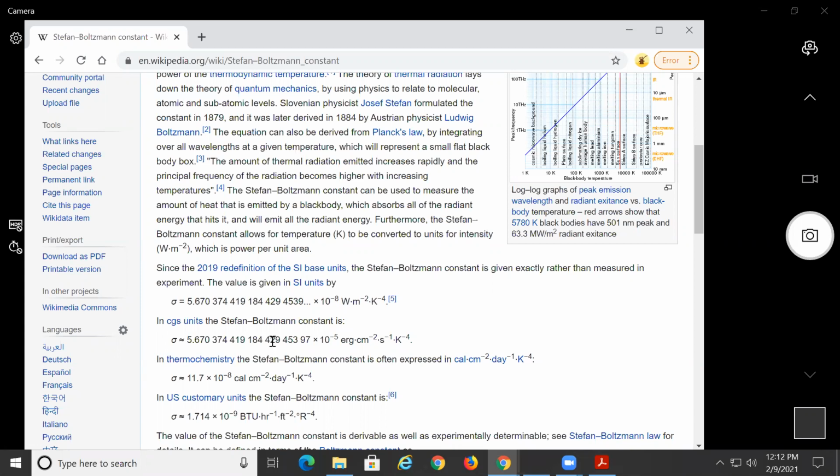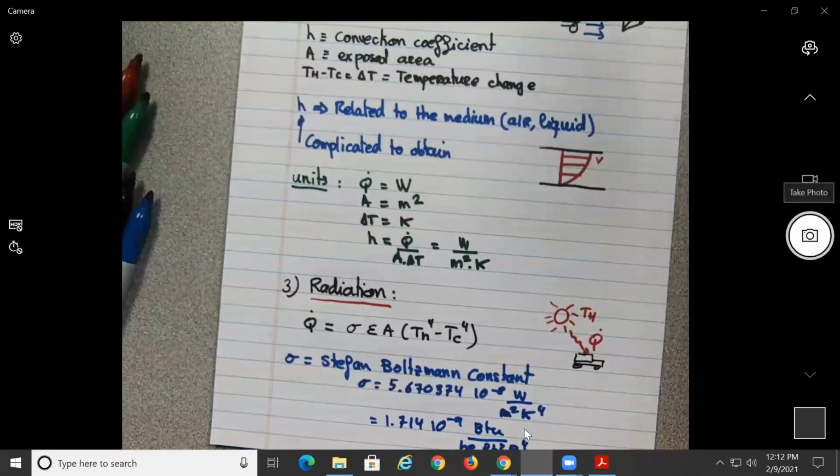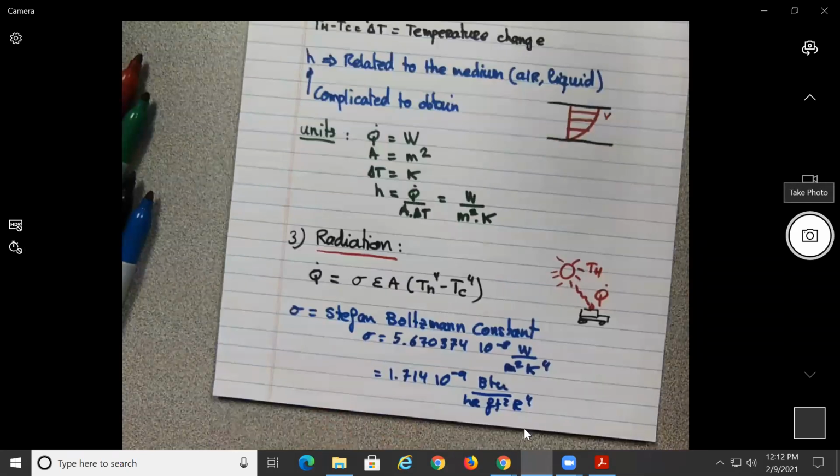Or you have here different units. In BTUs it will be 1.714 10 to the minus 9 BTUs per hour foot squared Rankine to the fourth. All right. Okay.